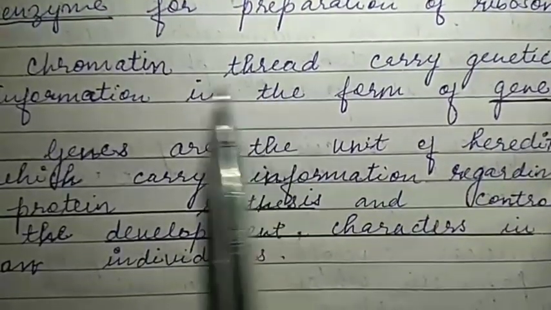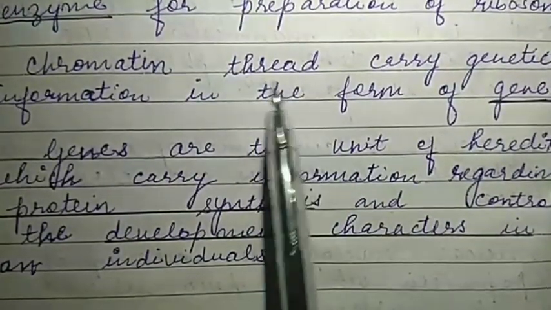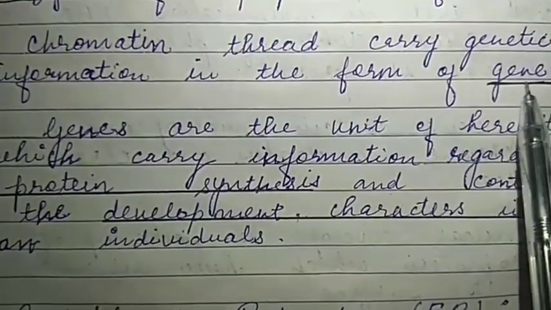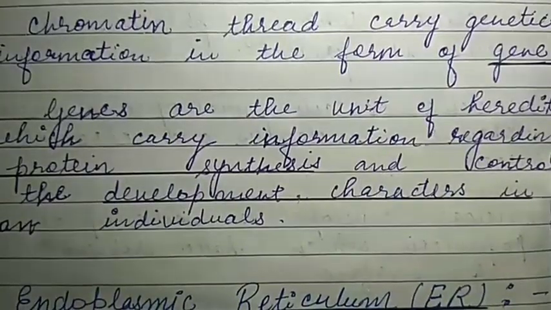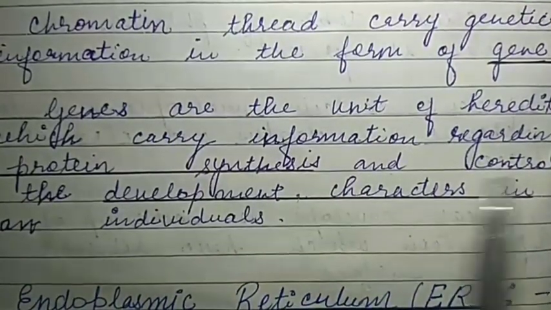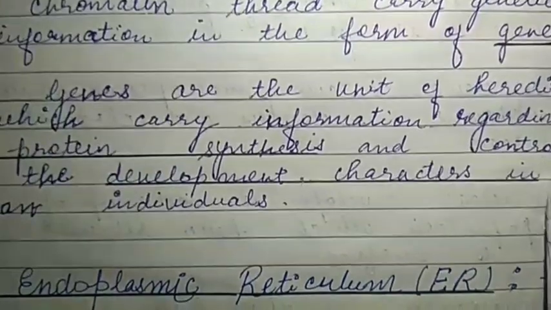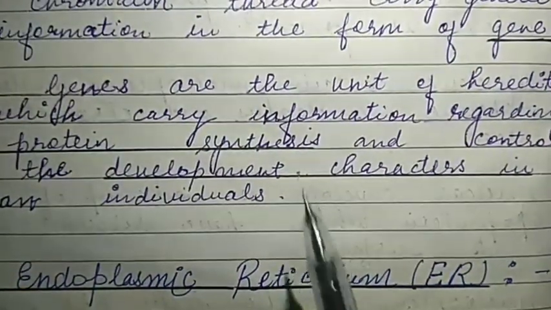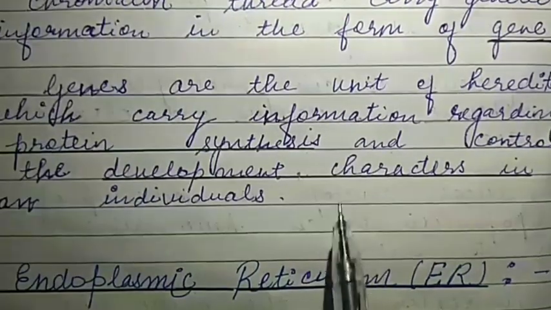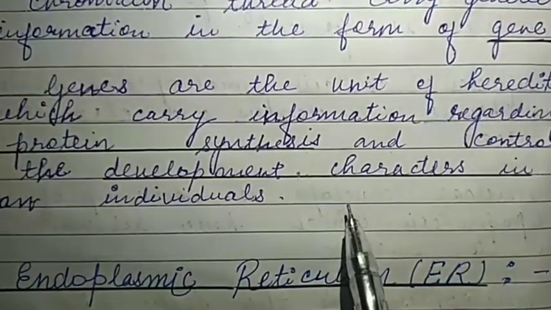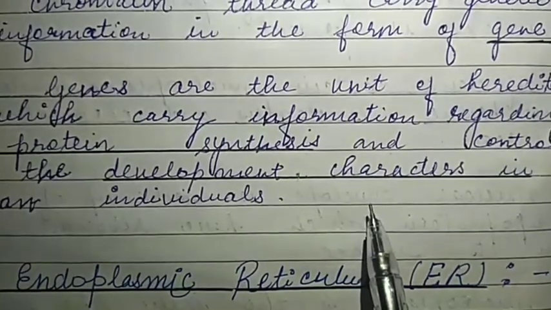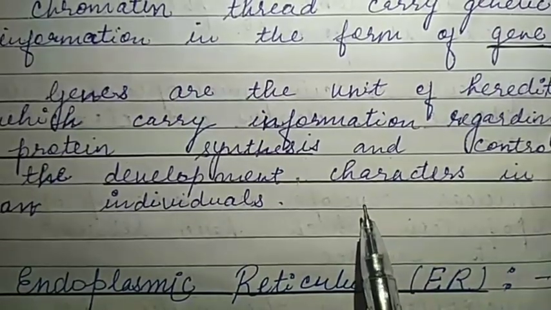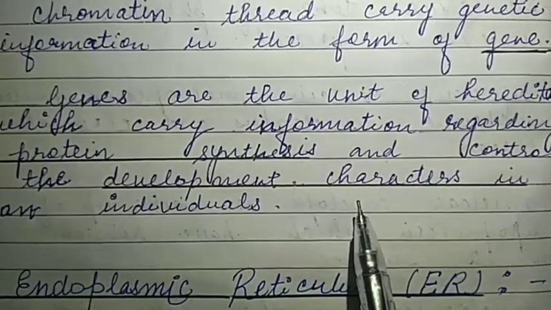Chromatin thread is a thread-like structure, because of that it is called chromatin thread. It carries genetic information in the form of genes. Genes are the unit of heredity which carry information regarding protein synthesis and control the development of characters in an individual. And one more thing, if a cell contains 1 nucleus it is called uninucleate, if it contains 2 nuclei it is called binucleate, and containing many nuclei is called multinucleate. So I hope you are clear with this topic.